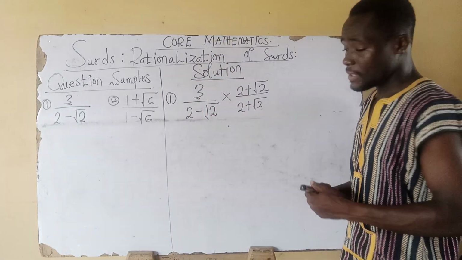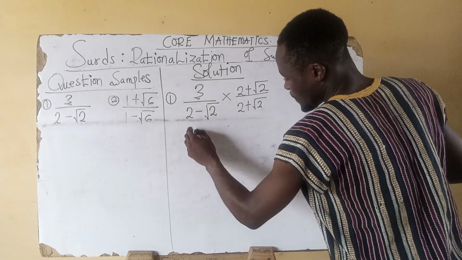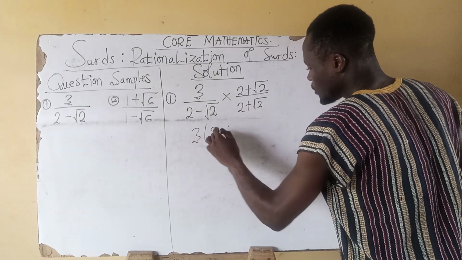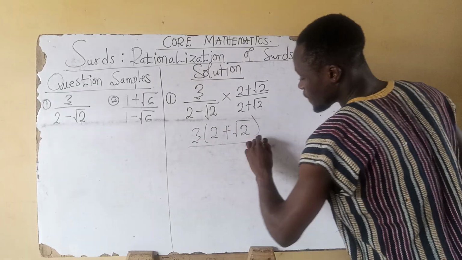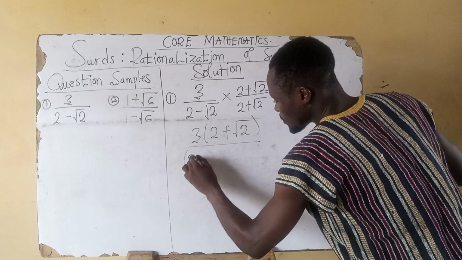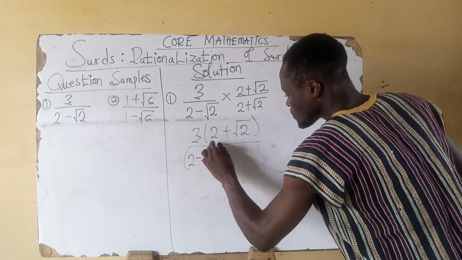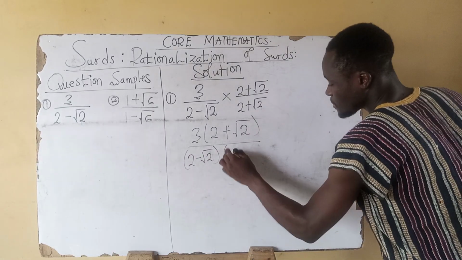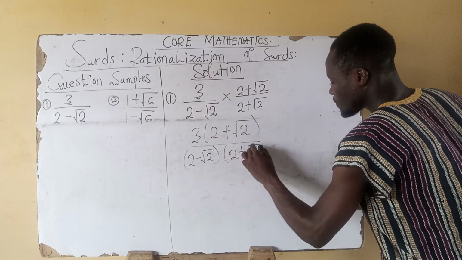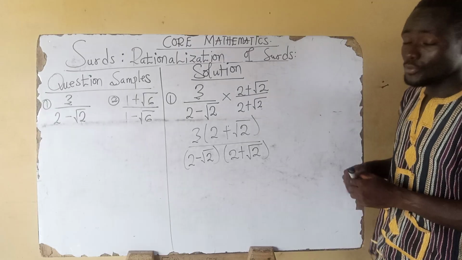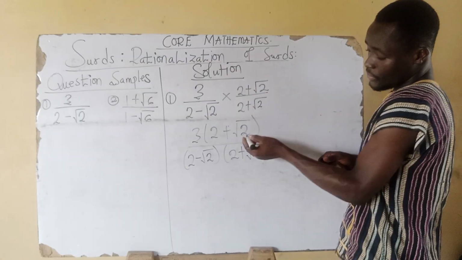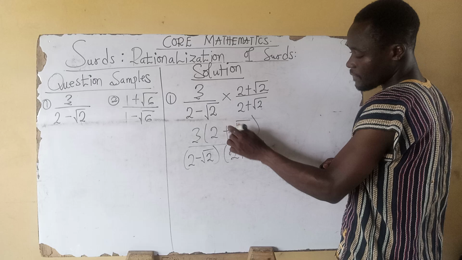So let's see how to multiply that. Now mathematically, I can rewrite this one as 3 in the bracket 2 plus root of 2, all over 2 minus root of 2, multiplying 2 plus root of what? 2. Are you with me? Very good. Let's continue with the process. Now this root 2 here has a whole number 1 in front of it.